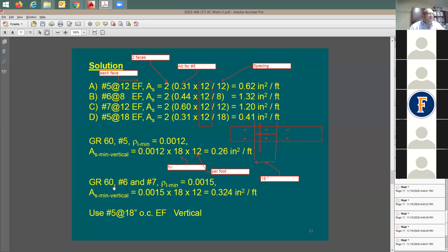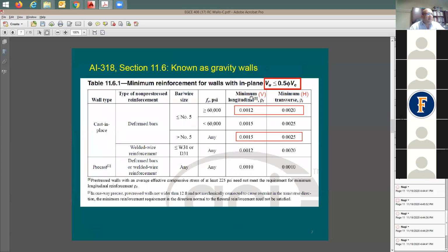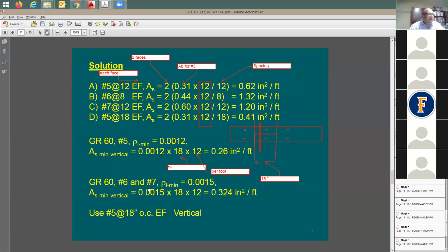But I'm saying here, let me just entertain this idea. What would happen if I use here number 6 and number 7? I'm going to say here rho L minimum. Let's go back here to our table. It's going to be 0.0015, right? Meaning what? Times 18-inch, which is the wall thickness, times 12-inch for the length of the wall.